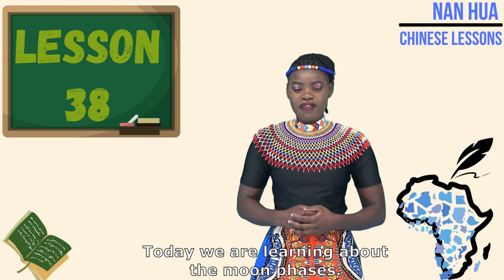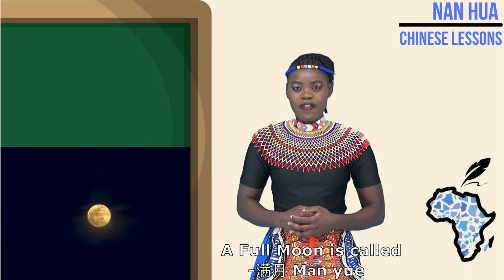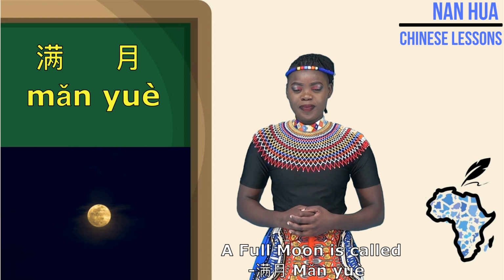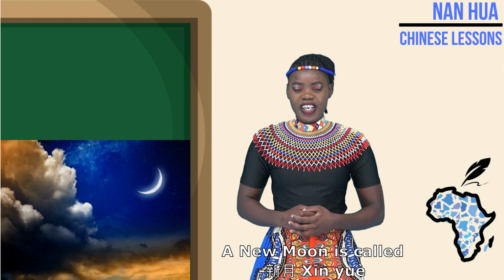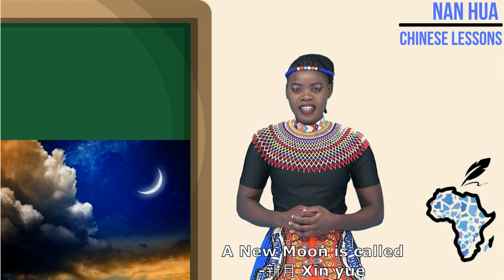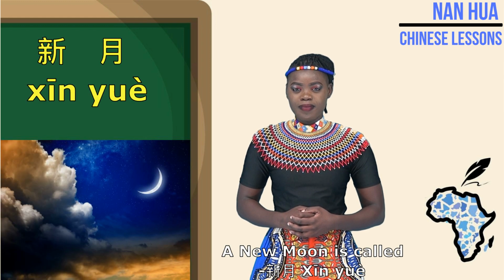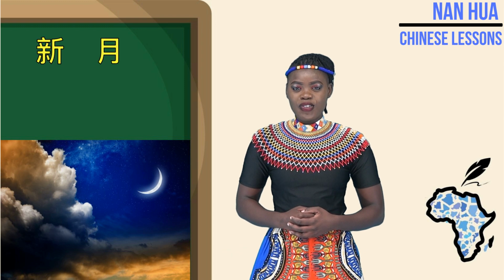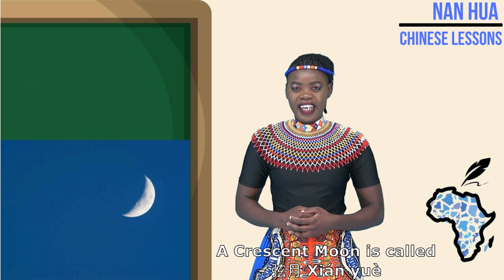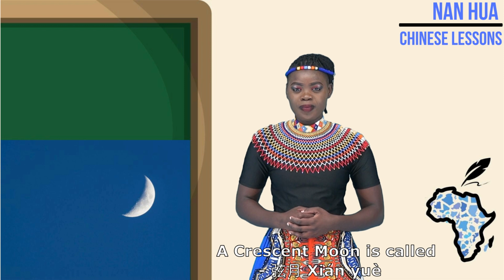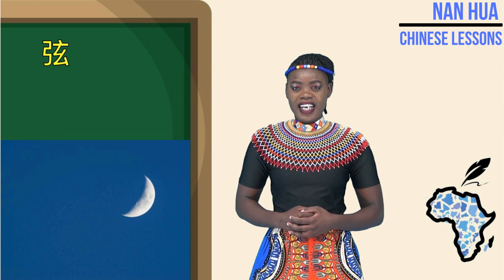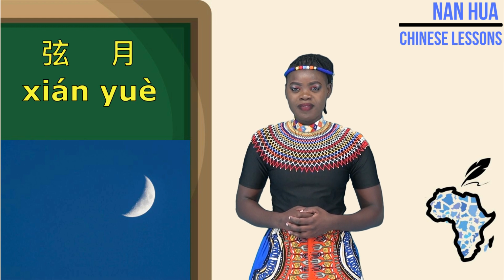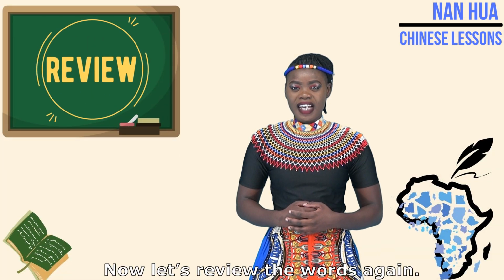Today we are learning about the moon phases. A full moon is called Man Yue. Man Yue. A new moon is called Xin Yue. Xin Yue. A crescent moon is called Xian Yue. Xian Yue. Now let's review the words again.